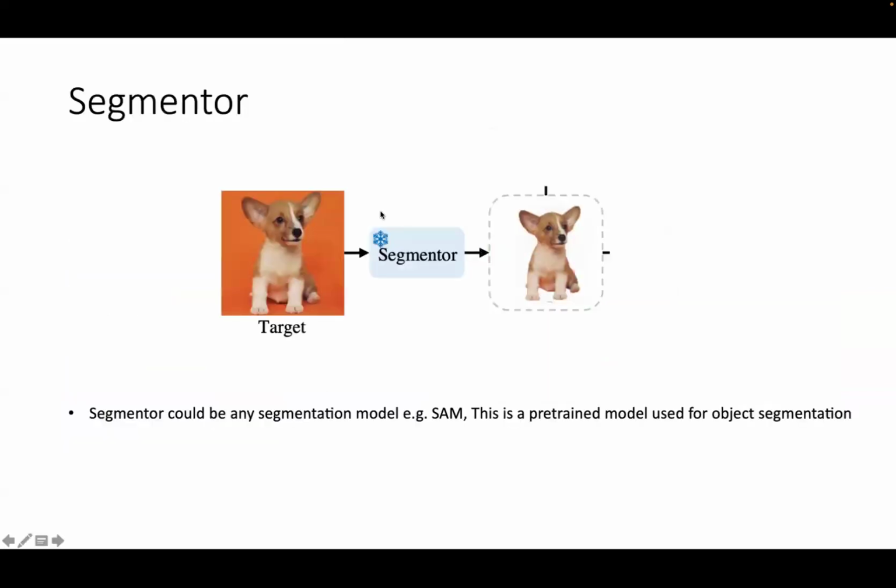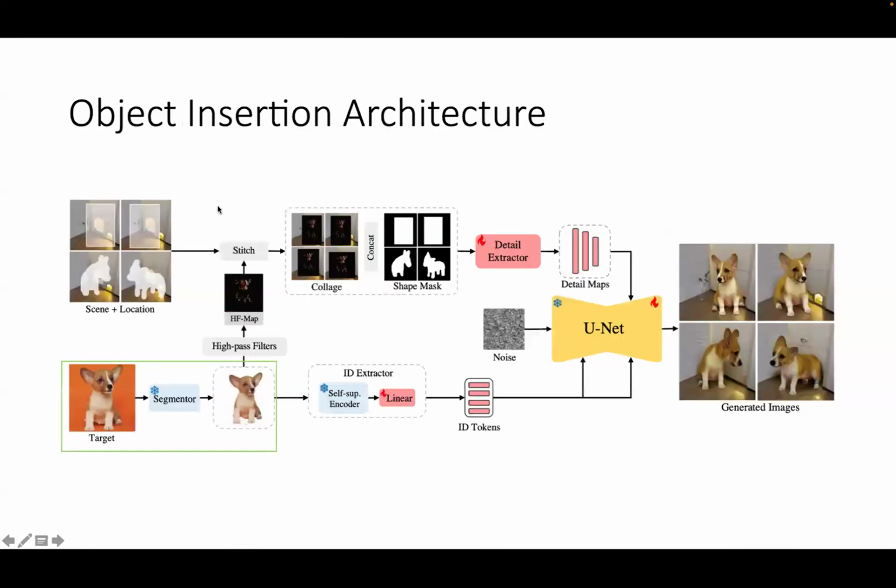Okay, so we were discussing the segmenter. What is happening? The first step is we have an object. This is our reference object. This we want to place in a scene. Let's forget all this area and only focus on this part.